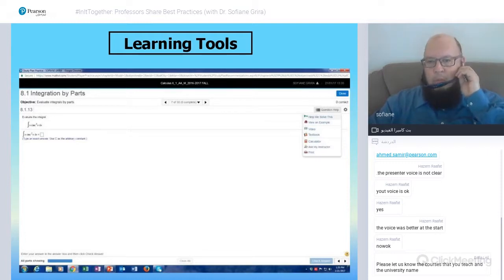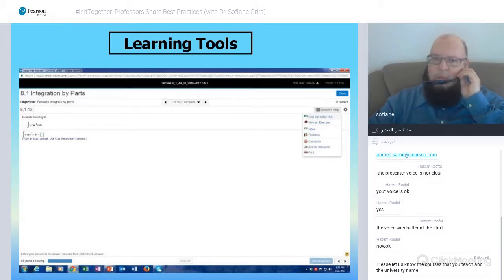Now this is the help that the student will get. For example, this is a question: evaluate the integral. Here they have the helps. You see, help me solve this. If the student clicks here, the system will solve the question, and the steps will also be shown to the student. Of course, many faculty don't like this feature. If you don't like it, there is an option to remove it. Then you have an example. The student will be shown another example similar to this one, but the numbers will be different.